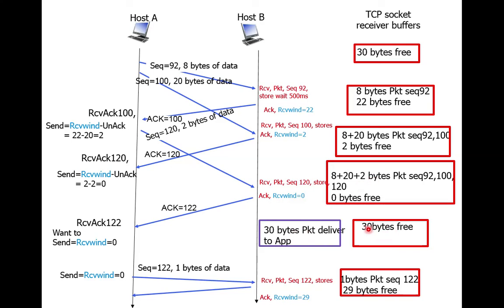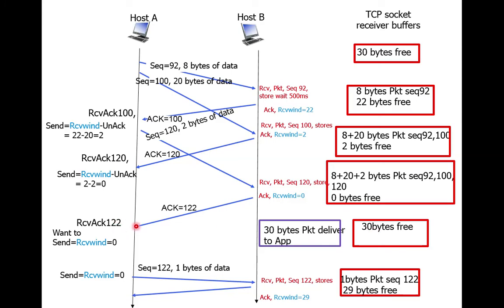The buffer becomes free. Now the buffer is free, but the receive window value received was 0, and host B, the receiver, has acknowledged all the packets. So how does host A come to know that this buffer is free?